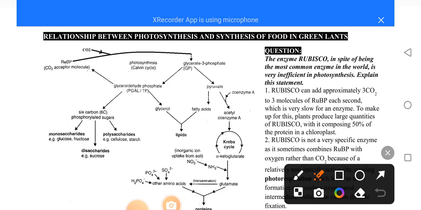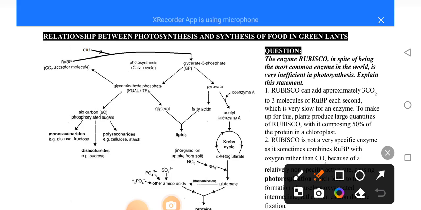Then another route. Now let us look at the other route, back to this route of the glyceraldehyde phosphate, or the PGAL, or the TP. Now this one goes back to form the RuBP. Then from there the other one goes and forms the 6-carbon, which is called the phosphorylated sugars. Here you have monosaccharides, where I have glucose, fructose; disaccharide, where we have the sucrose; and the polysaccharide, where we have the cellulose and the starch.